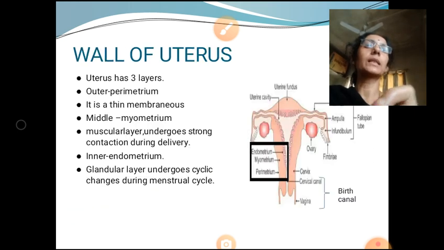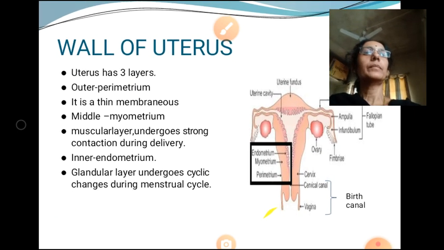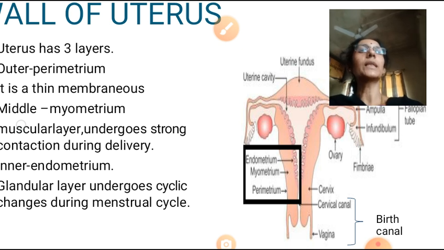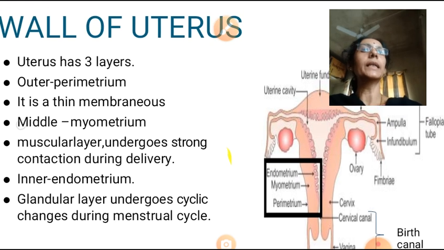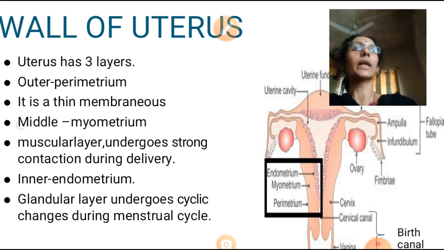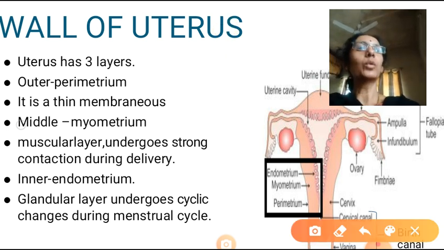So here you can see the structure of a uterus. Another name is womb, and it is inverted pear-shaped in structure. This uterus consists of three wall layers, as you can see. The outer layer is called the perimetrium.